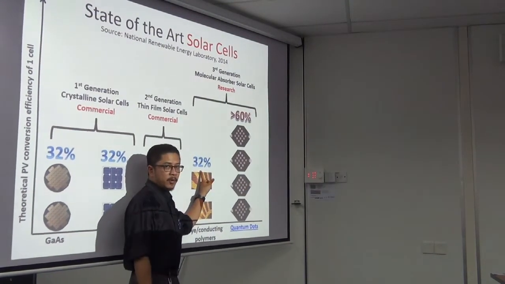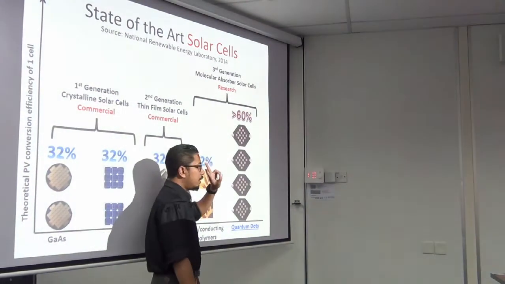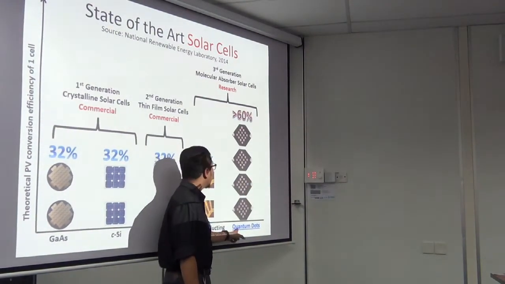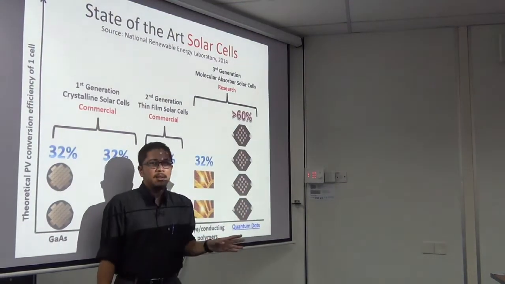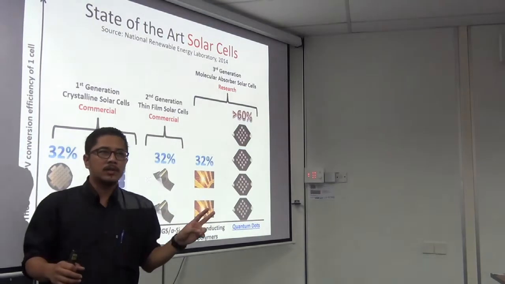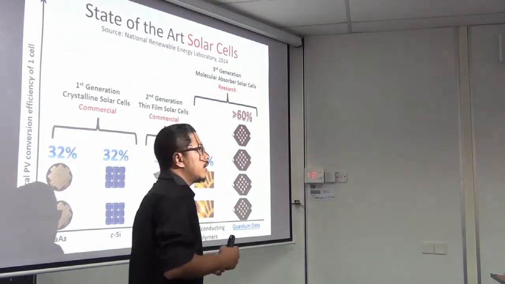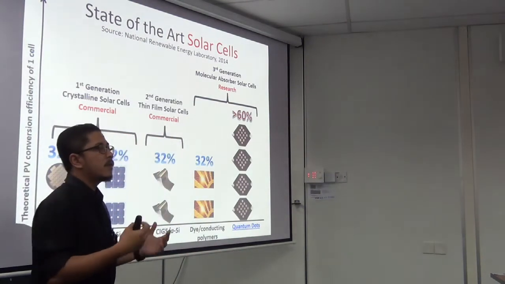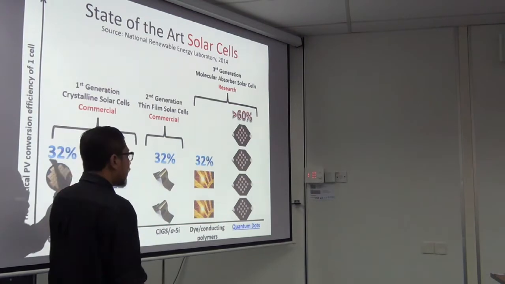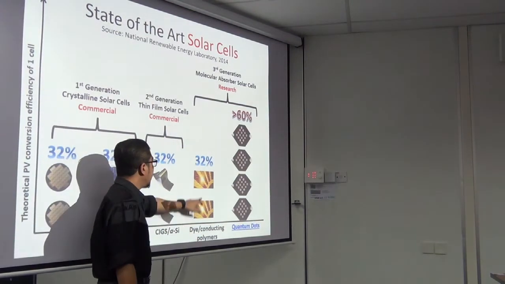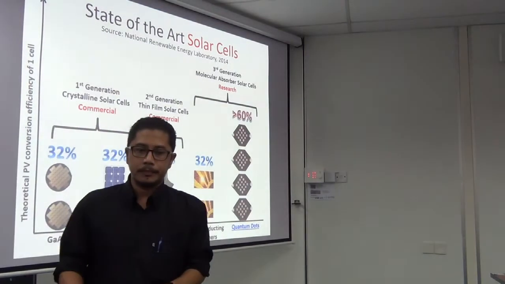If one exciton is produced, the theoretical efficiency is limited to 32%. If they could produce two excitons, they could reach 60%, at least. If they produce two excitons, how about if they produce three? We could achieve near 100% conversion efficiency. So we are aiming for that. The other cell is also the same, limited to 32%, cannot produce more than one exciton.